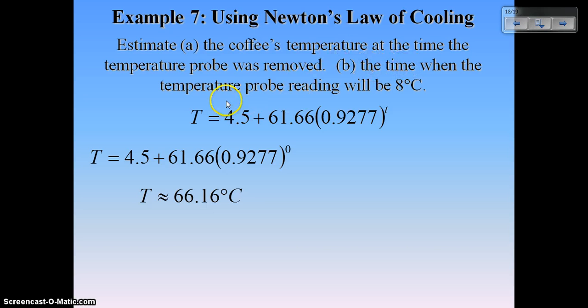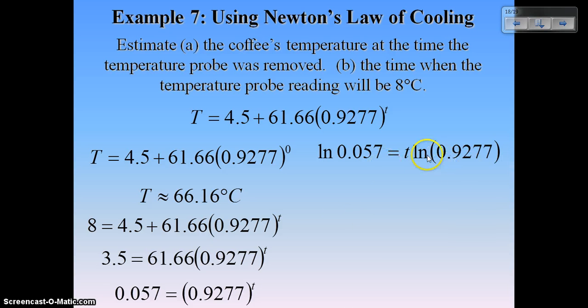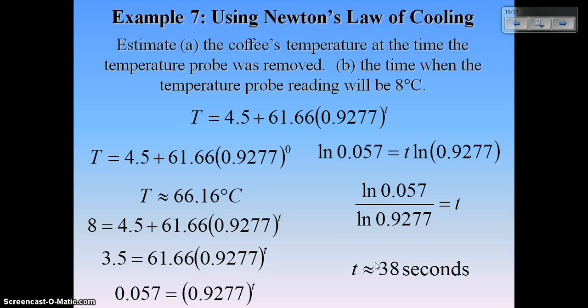In part B, the time when the probe will be reading 8 degrees, I'll plug in 8 for T. Subtract the 4.5 over, divide by 61.66, and I'll take the natural log of both sides, although again you can do log of this base right here, 0.9277 if you wish. And then I'll divide, and then that gives me a t value of about 38 seconds.